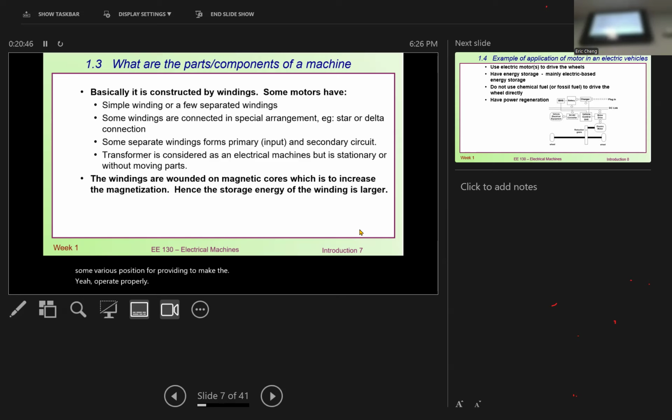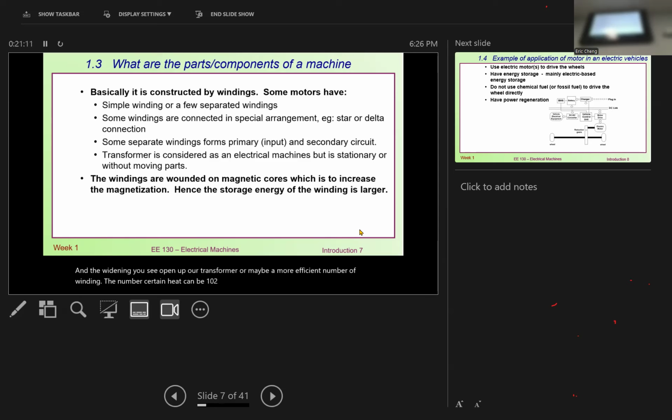And again, we say that a transformer we also consider as an electrical machine because it's just static, not moving. Basically, if a motor is not moving, it looks more like a transformer. And the winding, you see, open up a transformer or maybe a motor, you see a number of windings. The number of turns can vary, 100, 200.